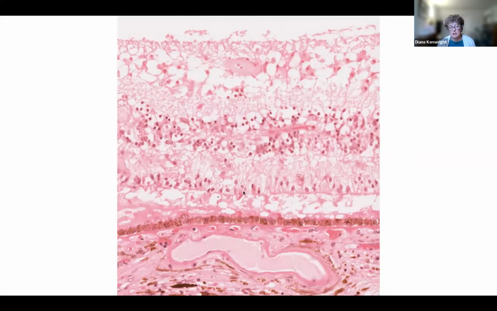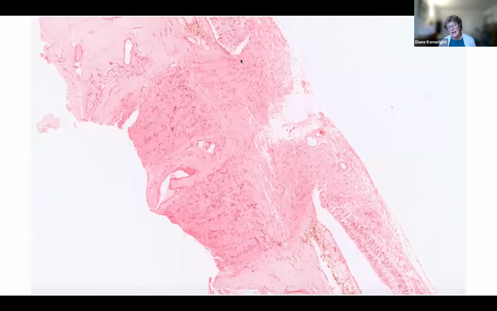Dead photoreceptors and a subretinal exudate. Well done. I'm just going to keep throwing these at you until you keep recognizing them. This one here, is it hyaline or is it thickened? Arteriosclerosis. Well done.